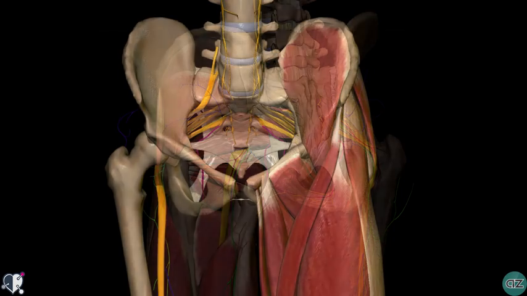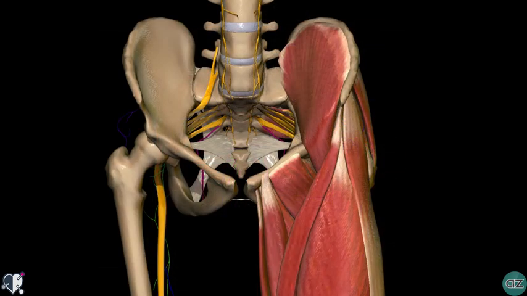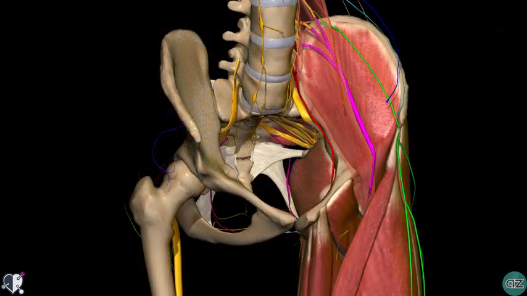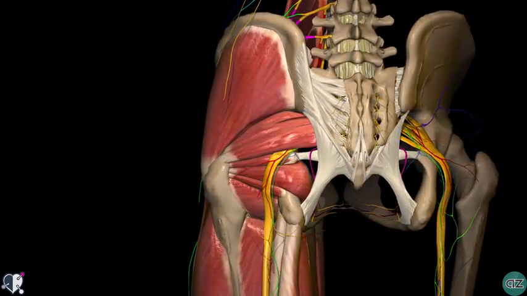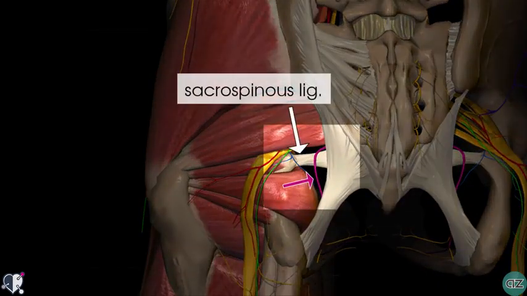The second course is to remain within the pelvis and to innervate the pelvic muscles, organs, and perineum. The third course is to leave via the greater sciatic foramen, loop around the sacrospinous ligament, and re-enter via the lesser sciatic foramen to supply lateral pelvic structures and perineal structures.